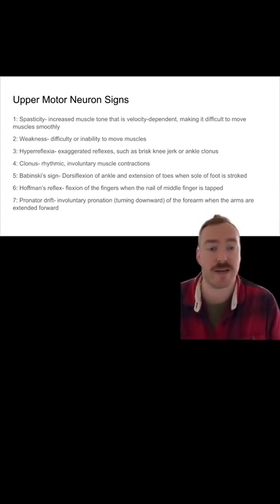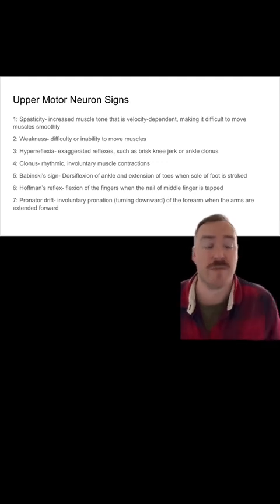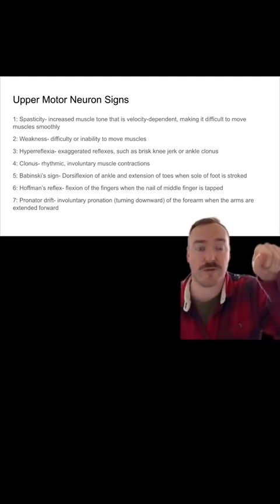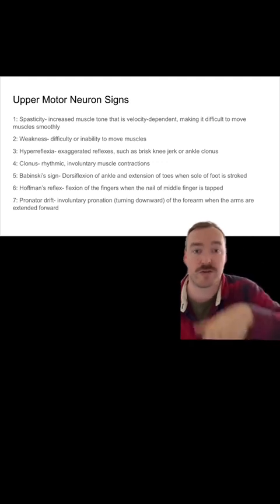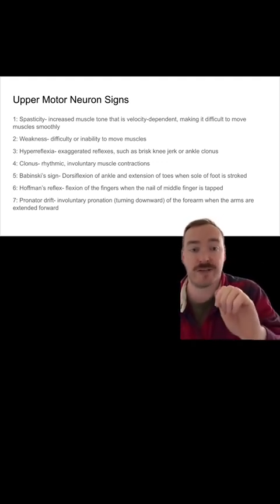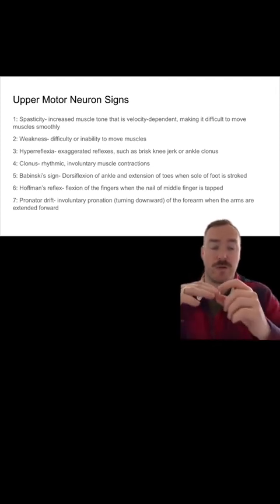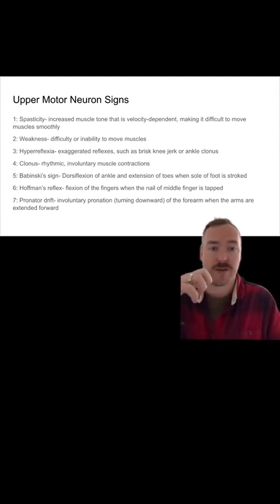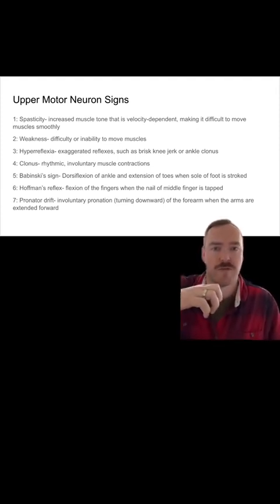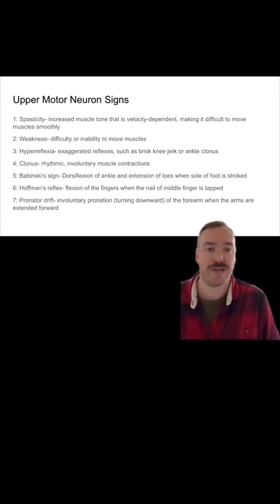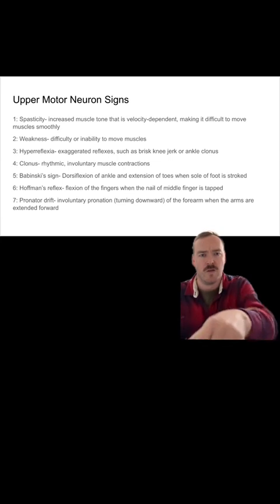Clonus is a rhythmic and involuntary muscle contraction. Babinski's sign is an abnormal response to stroking the bottom of the foot, such that if I took my thumbnail, went up the lateral portion of the sole of the foot and across the metatarsal heads, then I'm going to see dorsiflexion and extension of the toes. Hoffman's sign is when you tap the nail of the middle finger and then you get flexion response of all the other fingers. And then pronator drift is involuntary pronation, or turning downward of the forearm when the arms are extended out.